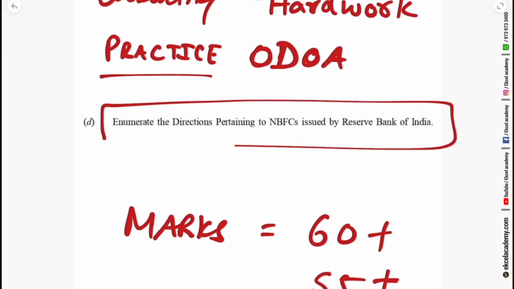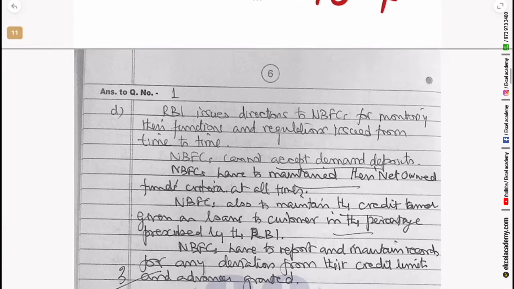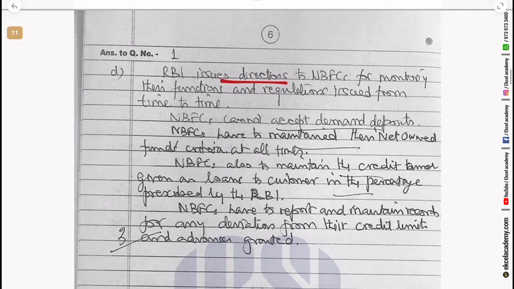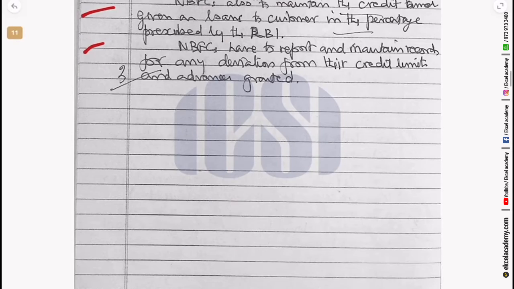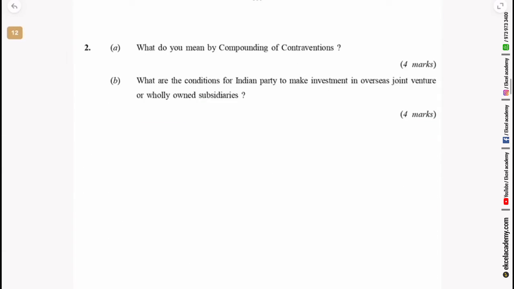Directions pertaining to NBFC are issued by RBI. RBI issues directions to NBFC for what? Monitoring them, functions and regulations issued from time to time. So what are the things again? The quality has been given, marks have been scored.